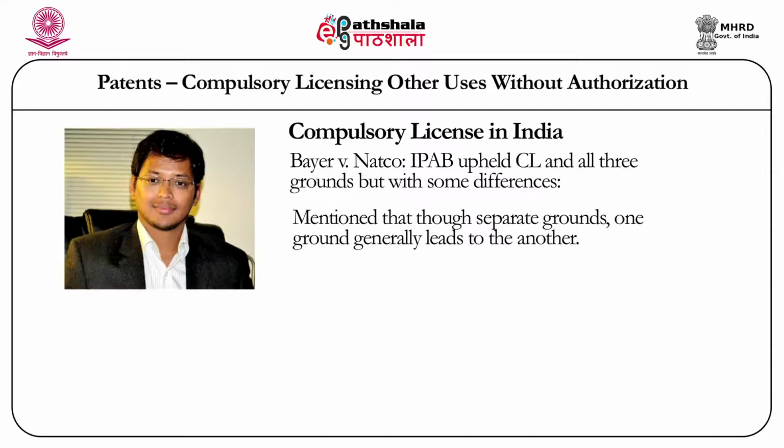Further, the controller and the IPAB also held that a reasonably affordable price strongly correlates to whether or not the reasonable requirements of the public are being met. Notably, the IPAB also mentioned that a company facing a compulsory license grant on this ground could escape this provision by revisiting their pricing. As for royalty rates, IPAB held that NATCO was required to increase the royalty payment from 6% to 7%.